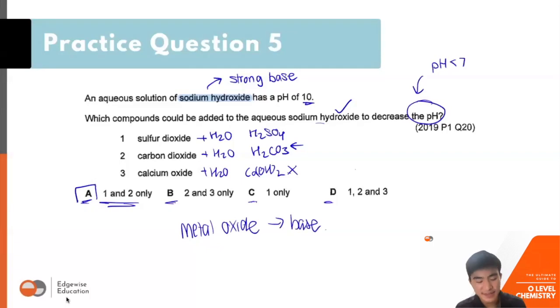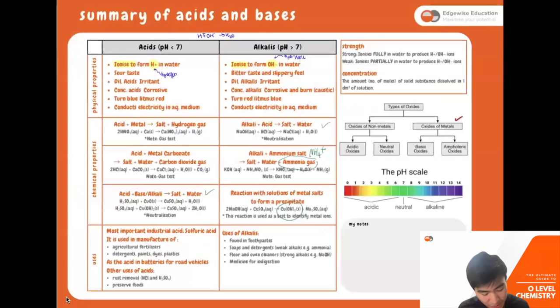Now, there are 4 types of oxides. Maybe I use this to explain to you.